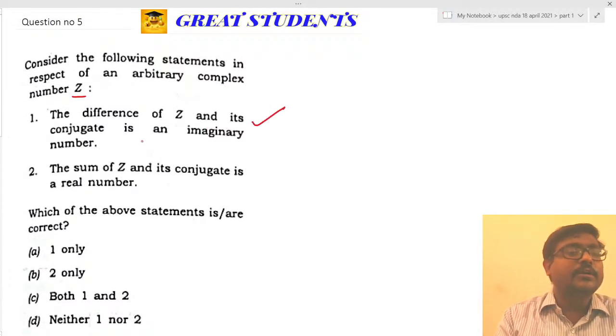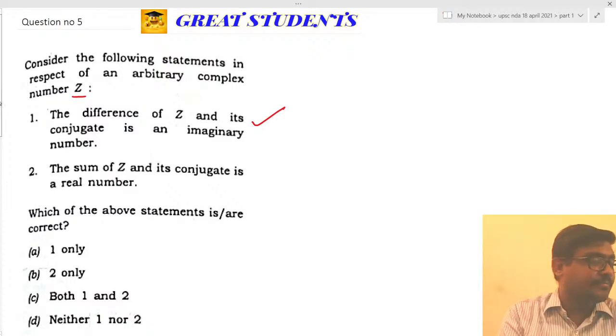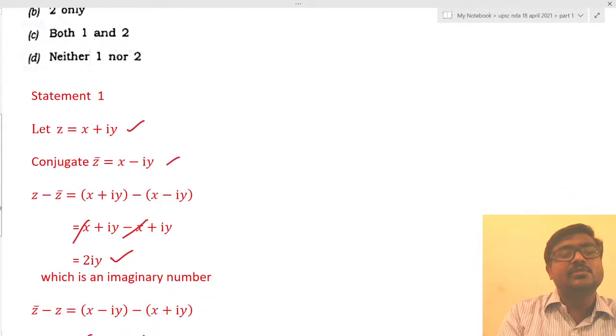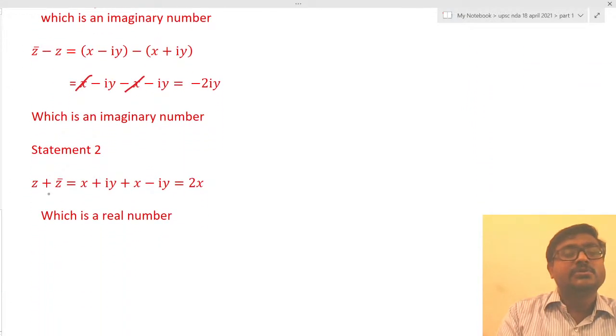So statement 1 follows without any doubt. Next statement: the sum of z and its conjugate is a real number. They are telling that the sum of z and its conjugate is a real number. So I take z and z bar, and I'm just finding the sum.